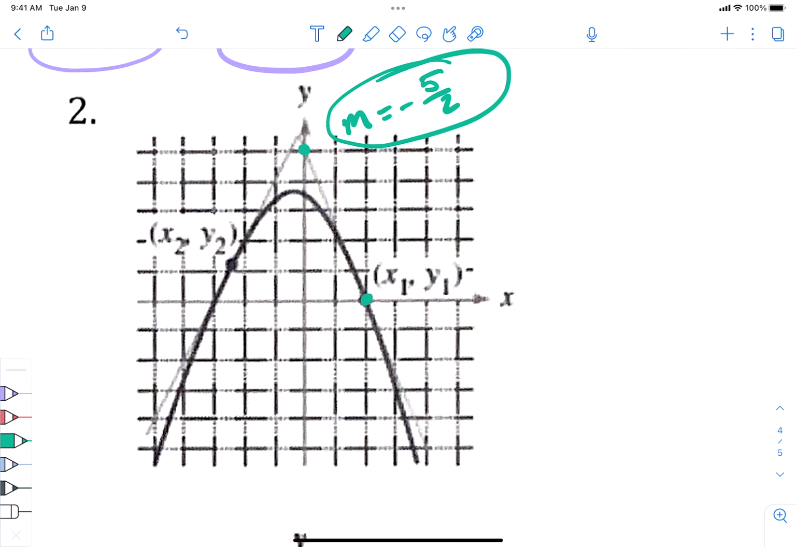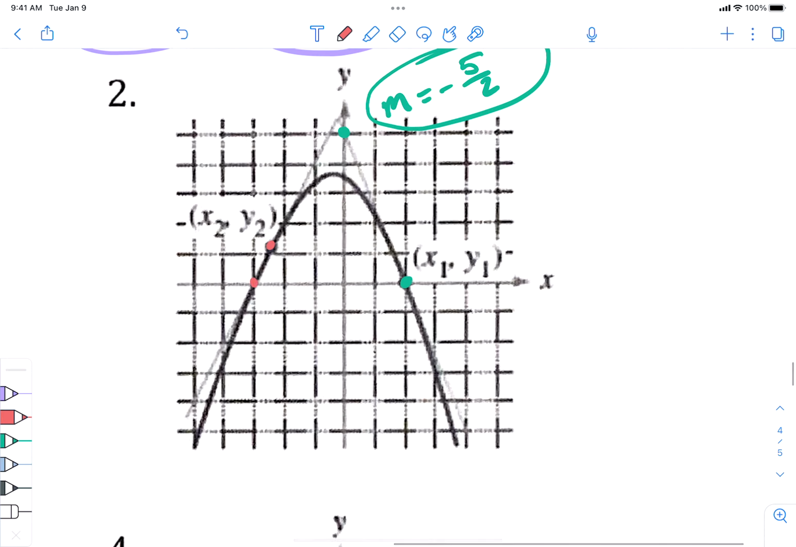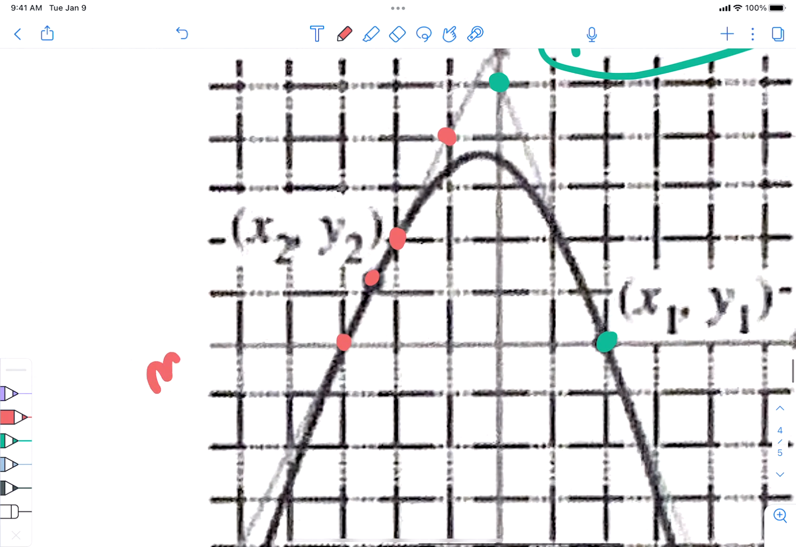Okay, now let's do x2, y2. This dot right here, his tangent line, where is he crossing? 1 down from the top, 1 down from there and 1 down from here, right there. Those two. So he is up 4 over 2. We could have actually chosen this point right here instead. Up 4 over 2, so his slope is positive 2 because he's going uphill, right?